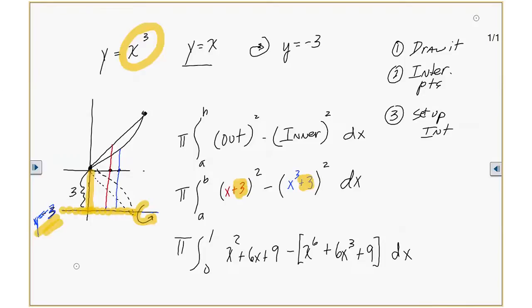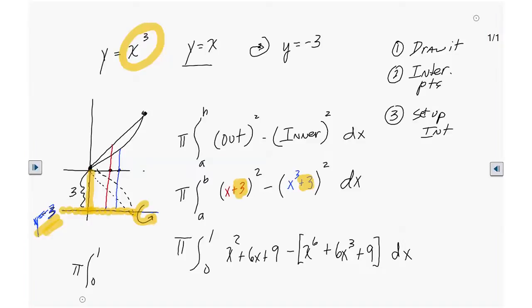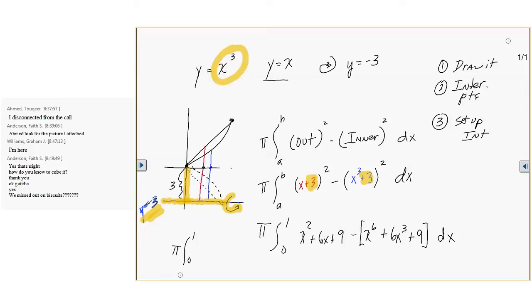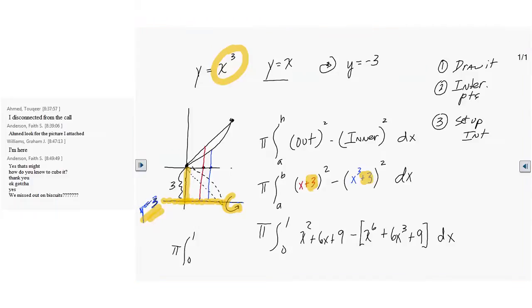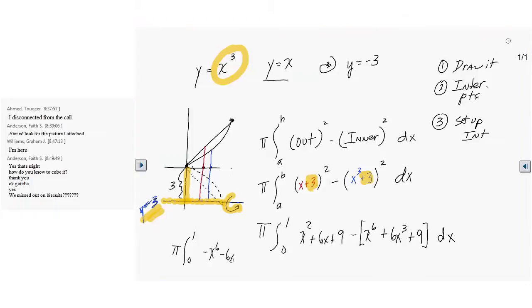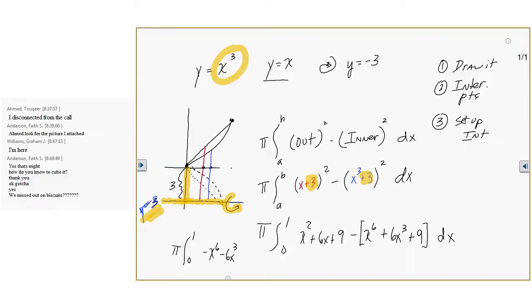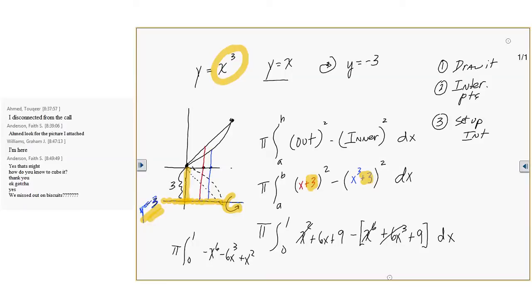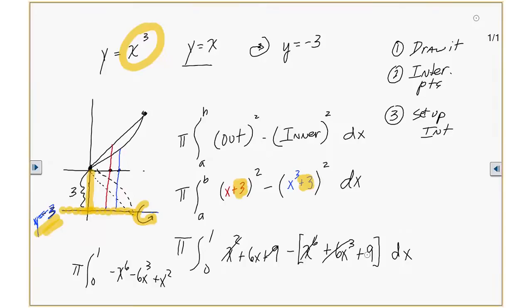That's going to be pi from 0 to 1 of x squared, and so on. The x squared is not going to be affected. The x to the 6th is not going to be affected. So what is that? Negative x to the 6th minus 6x cubed plus x squared. And then the negative 9 and the positive 9 does what? But the 6x still is there. So plus 6x, is that what y'all got?